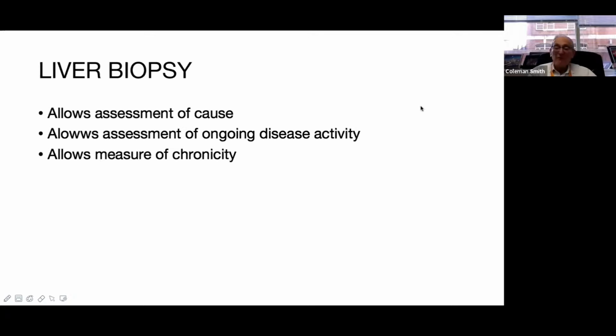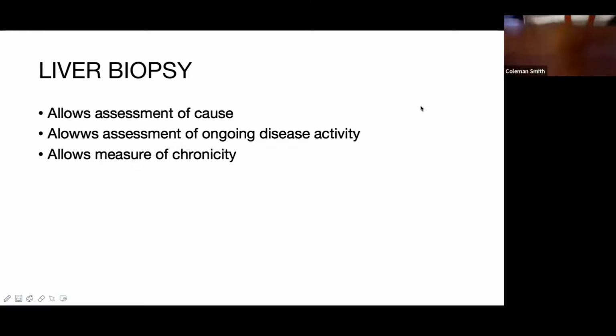So that's a very quick run through assessment of abnormal liver tests and how we assess people with liver disease. And the app which is used to evaluate this is something called HepCalc.